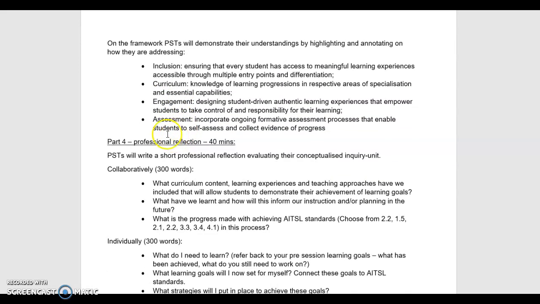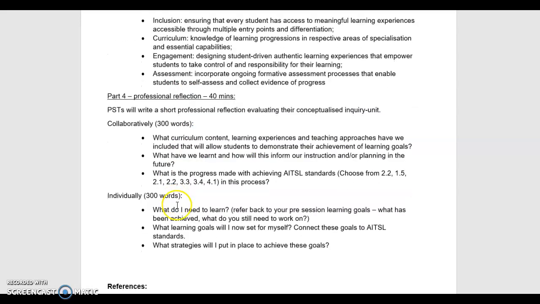And then part 4 is a short reflection. You've got both collaborative and individual parts. And reflecting is such an important means to professional development in the teacher profession.